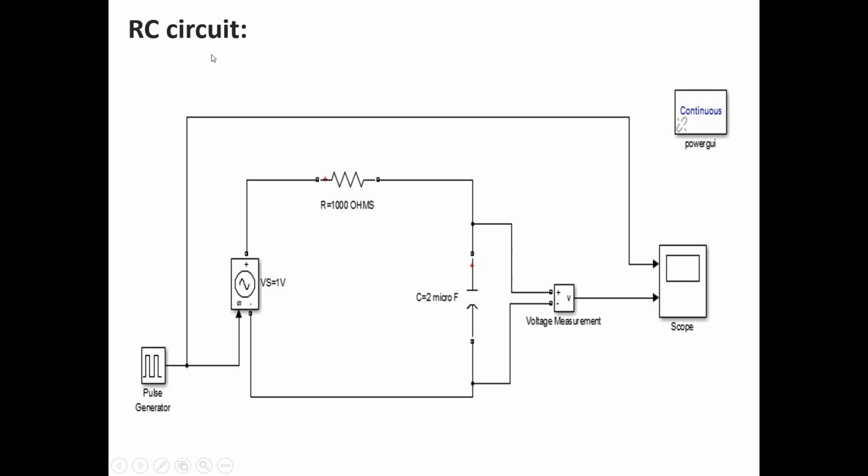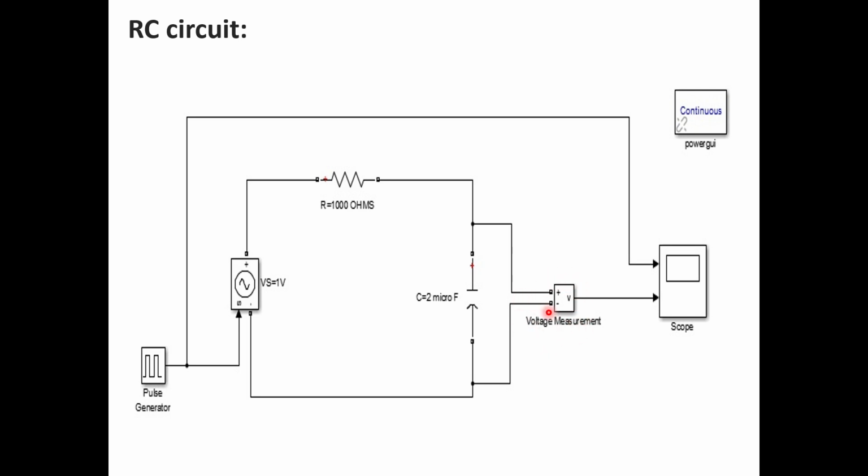Next, the circuit diagram for the RC circuit. This is our source, and here this is our resistor of 1000 ohms. This is our capacitor of 2 microfarad. These two are connected in series, and this voltage source is connected across RC, and to this voltage source a pulse generator is connected, and we are going to measure the output voltage across the capacitor.